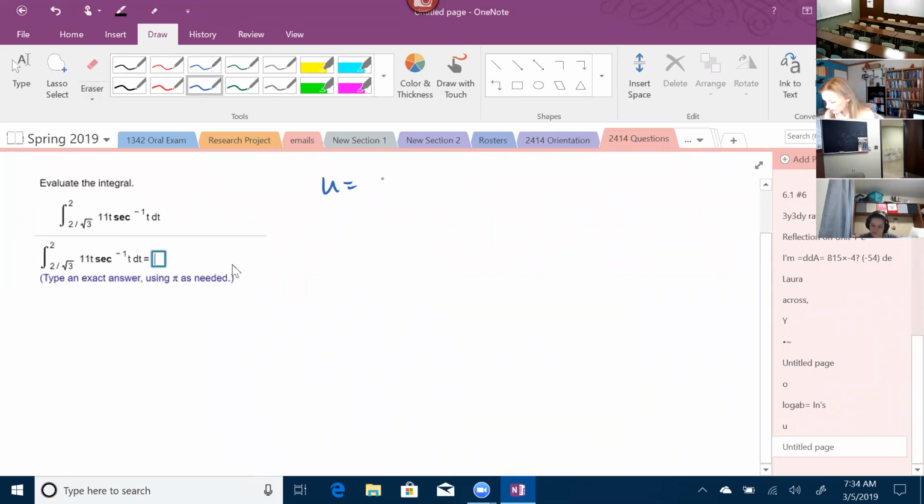Yes. So u is going to be the inverse secant of t, and then dv is going to be equal to 11t dt. All right, and so then v is what? 11 over 2t squared. Good.